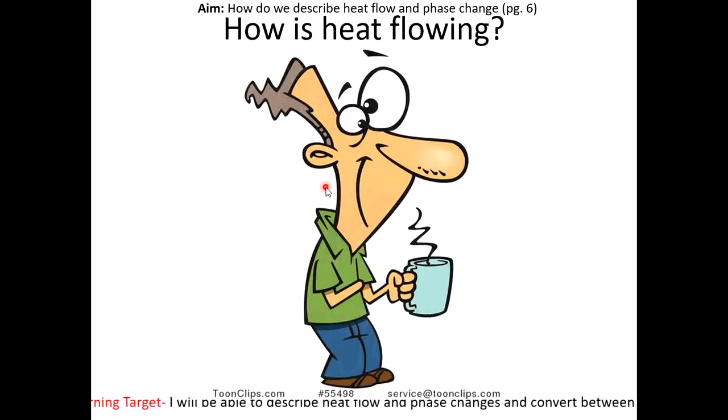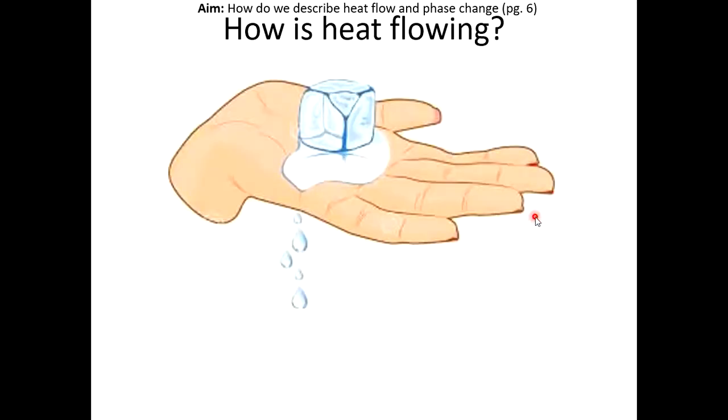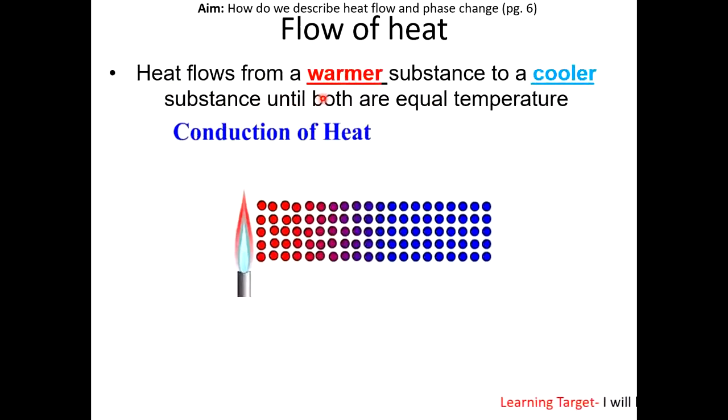Here we have a cartoon. How is heat flowing in this cartoon? The guy is holding a hot cup, so you can see that the heat is flowing from the cup to the person. How about if you're holding an ice cube? The heat is flowing from your hand to the ice cube. That's why the ice cube is melting. Heat flows from a warmer substance to a cooler substance until both are equal in temperature.